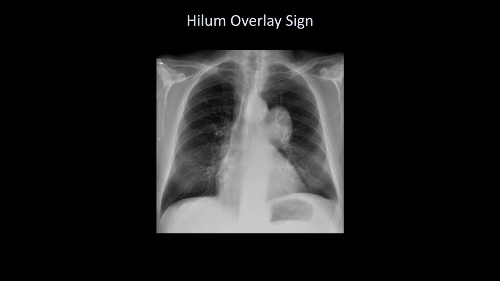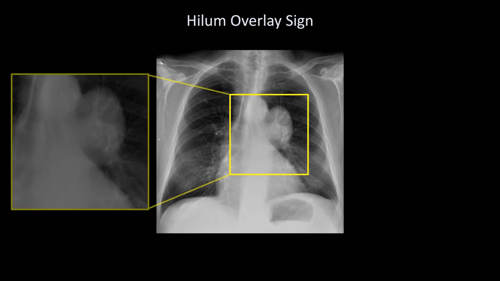I'll end this lesson by talking about how one can use the hilum overlay sign to distinguish a hilar mass from one anterior or posterior to it. Consider this film, which has an obvious mass of some kind in the vicinity of the left hilum. When a mass arises from the hilum, the adjacent pulmonary vessels will become obscured. If the pulmonary vessels are still visible through the mass, it is not in the hilum.